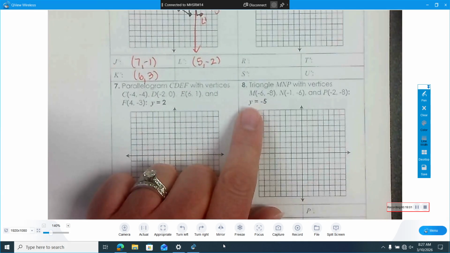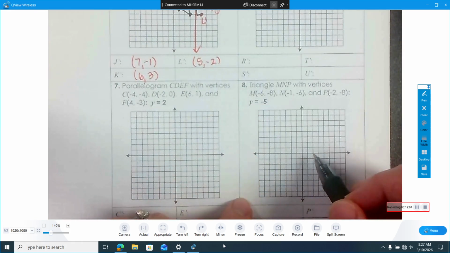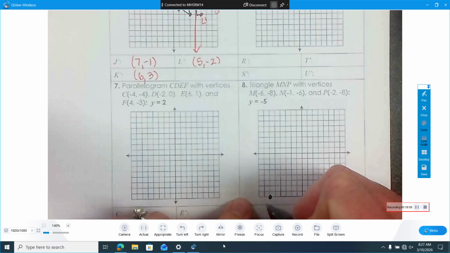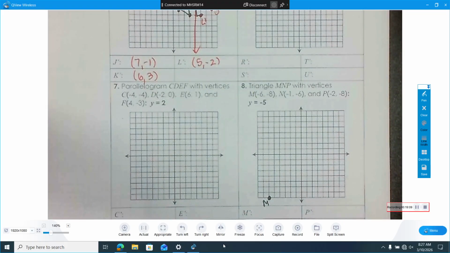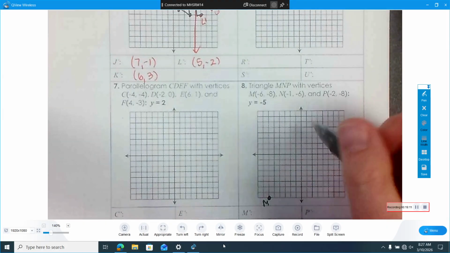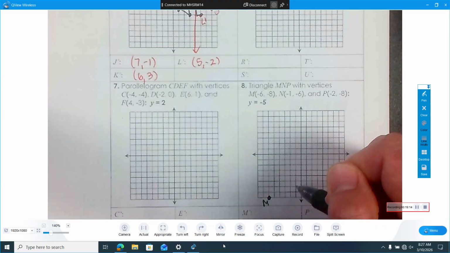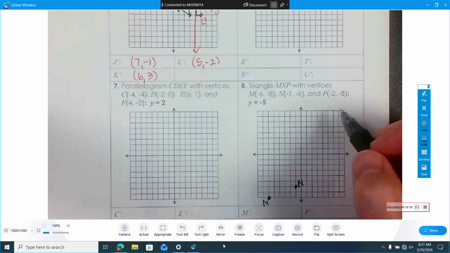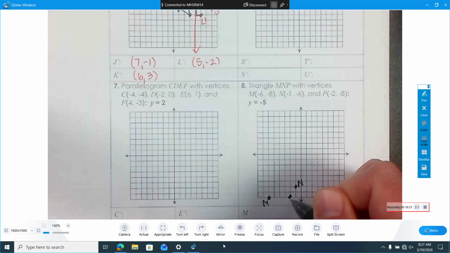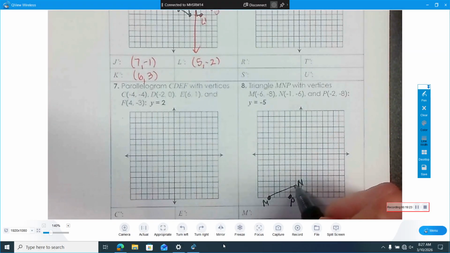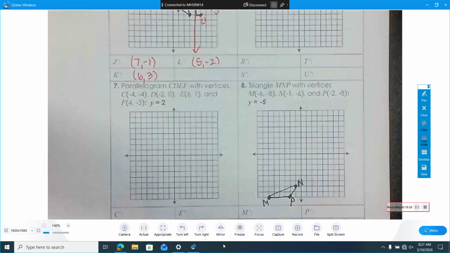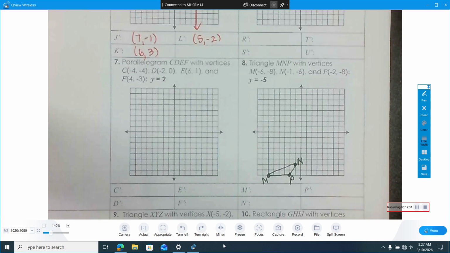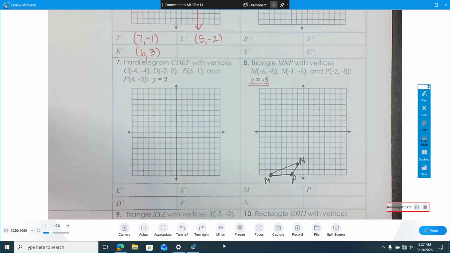Number 8, we have triangle MNP with vertices M at -6, -8, right there. N at -1, -6. And P is at -2, -8. So this is an interesting looking triangle. And on this one, we are reflecting over the line y equals -5.